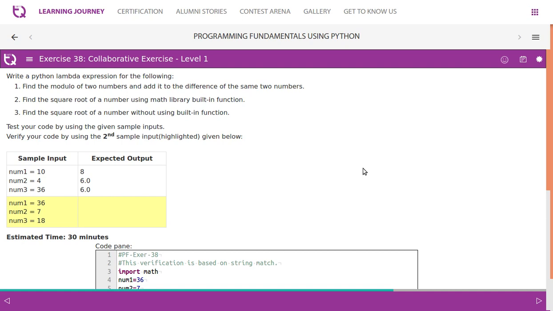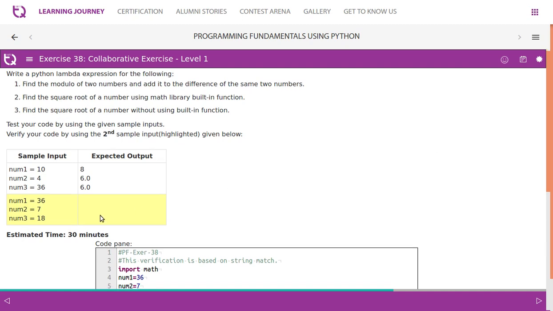Test your code by using given sample inputs. Verify your code by using second sample input highlighted below. So the number 1 is 10, number 2 is 4, number 3 is 36. We should get the output 8.